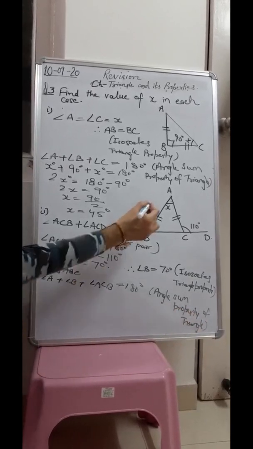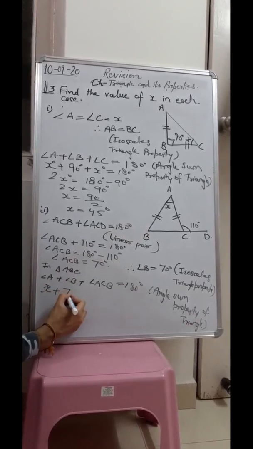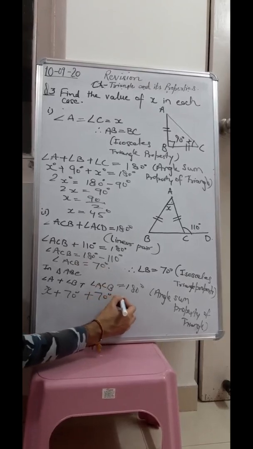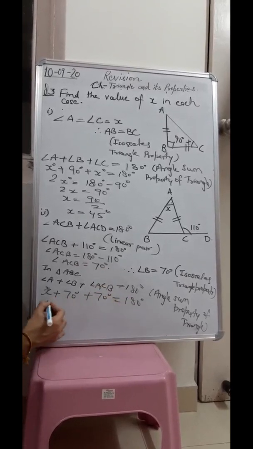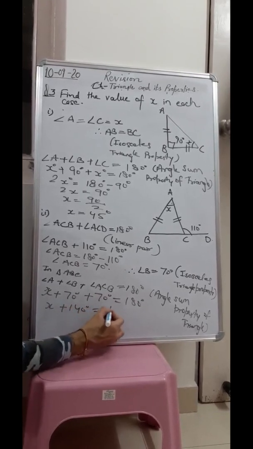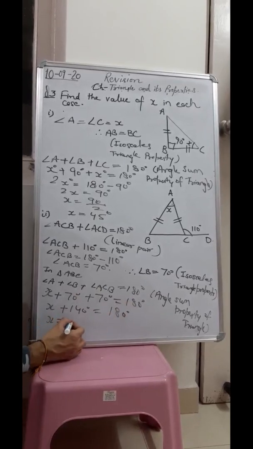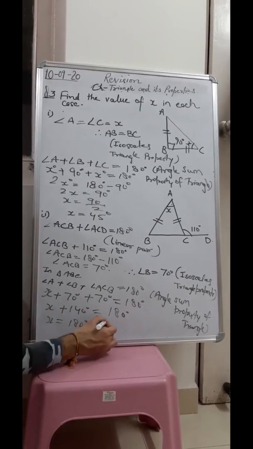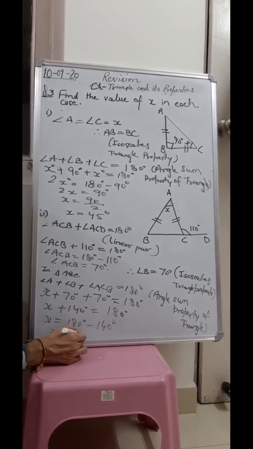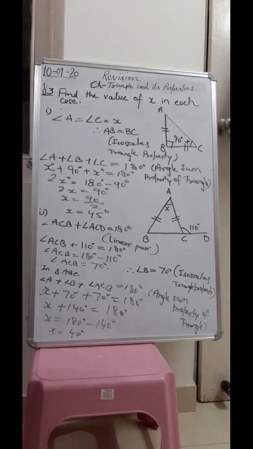So angle A is x, angle B is again 70 degrees, and angle ACB is again 70 degrees, which will be equal to 180 degrees. So x plus 140 degrees equals 180 degrees. This 140 will go to the right-hand side and get subtracted. So angle x is equal to 40 degrees. In this way we can find angle x.